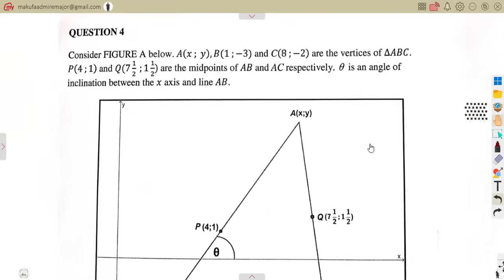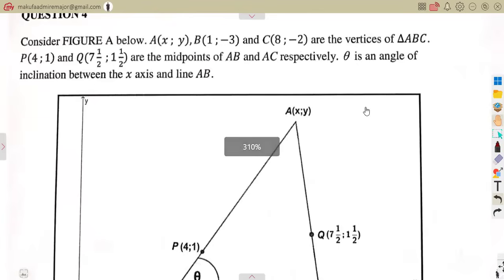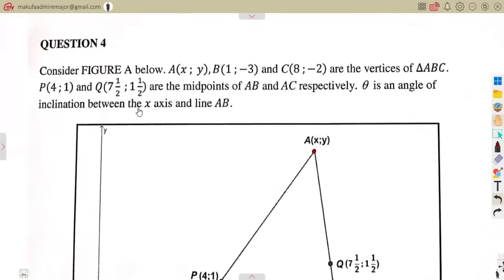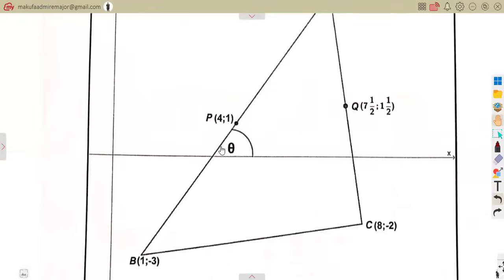So with their saying, consider this fig A. We have got the point A. The point B, C are the vertices of a triangle. Okay. Yes, they're forming a triangle. And the point Q is given. P and Q are midpoints of AB, BC respectively. So take note. P is the midpoint of what? Of AB, this one.